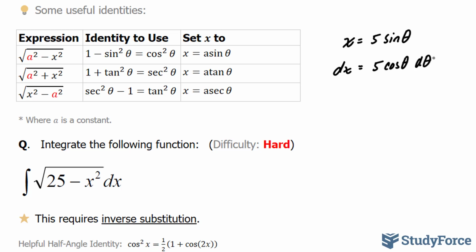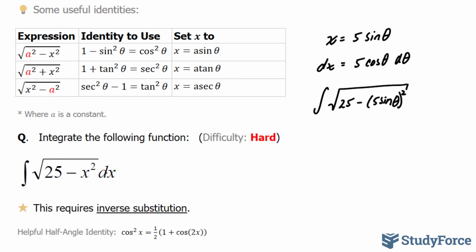We now have two replacements. We can replace the x, and we can also replace the dx, where our function becomes totally in terms of theta. Here's what I mean. The integral of the square root of 25, that part hasn't changed, minus this, because we're going to replace x with this, 5 sine theta to the power of 2, and we will also replace dx with 5 cosine theta d theta. What I'll do next is simplify this expression as much as I can.